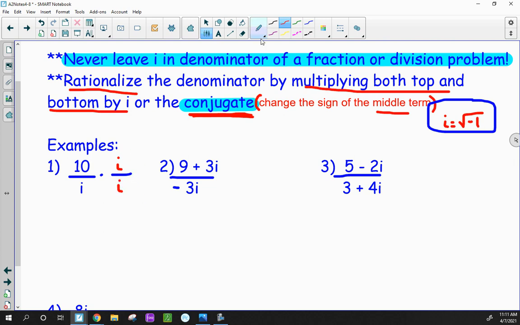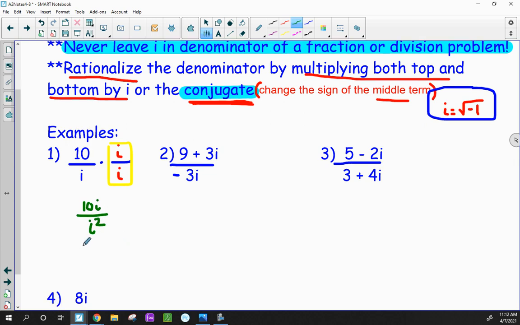The reason that we are allowed to multiply the top and bottom by i is because i divided by itself is actually the same thing as 1. So multiplying any problem by 1 is not going to change the problem. When you have a fraction times a fraction, you're going to multiply straight across. So it's 10 times i, which is 10i, over i times i, which is i squared.